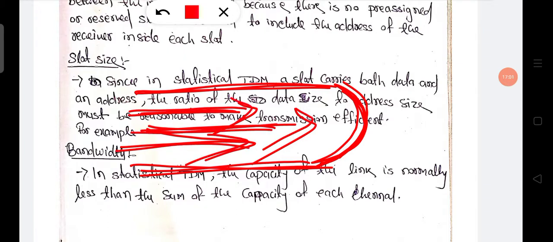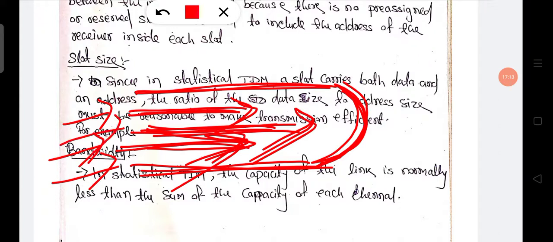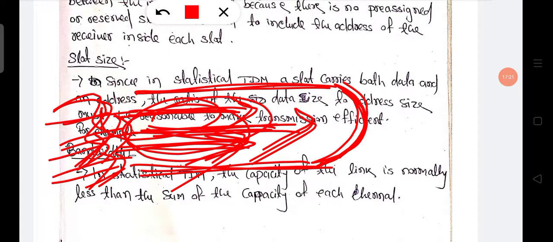Because there is no vacant time slot, and there should be some input which is not sending data. If there are four inputs, and let's say three inputs are sending data, then the capacity of the three inputs is always greater than the channel bandwidth.